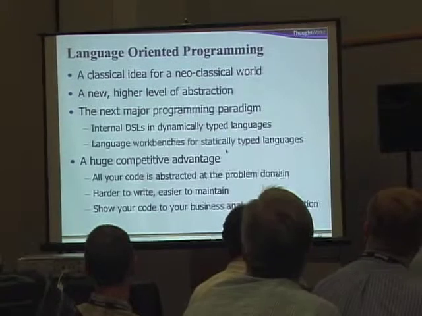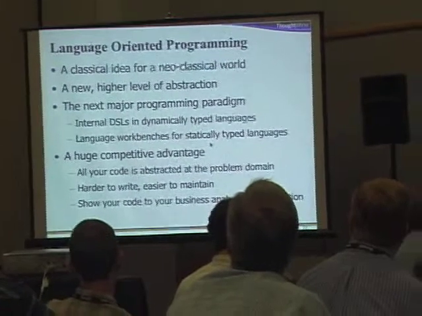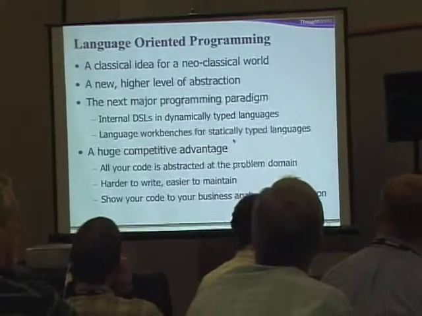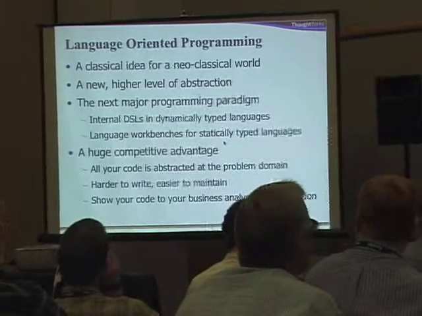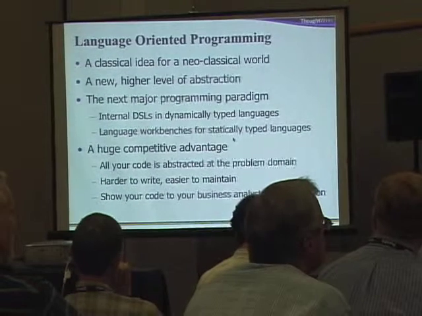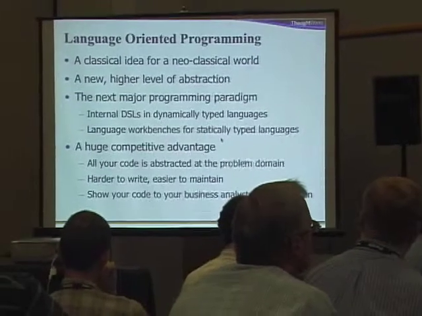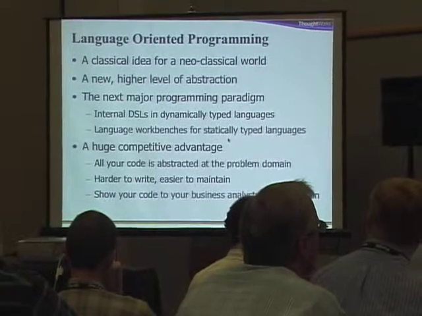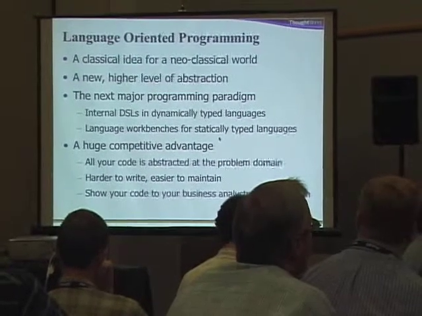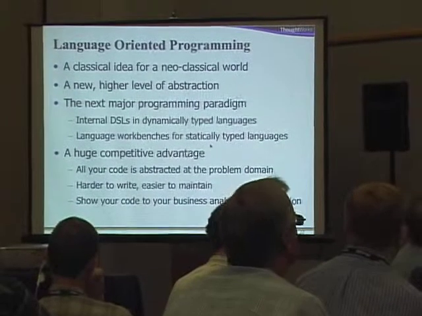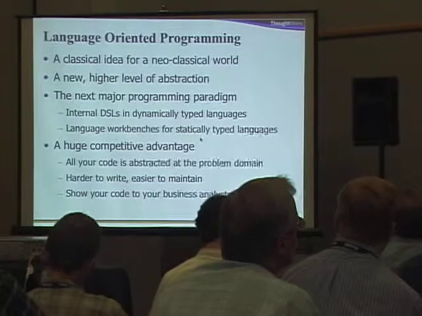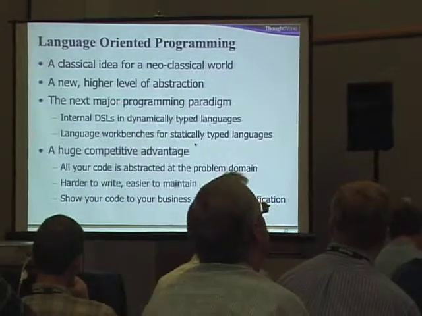So language-oriented programming is kind of a classical idea for a neoclassical world. It's a higher level of abstraction from what we've mostly been dealing with when we've been dealing with objects as our main abstraction mechanism and object hierarchies. I think this is going to be a huge programming paradigm shift. We're going to start seeing the use of internal DSLs and dynamically typed languages a whole lot more, and then language workbenches for statically typed languages.